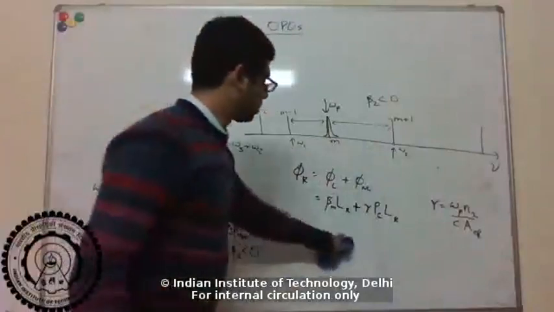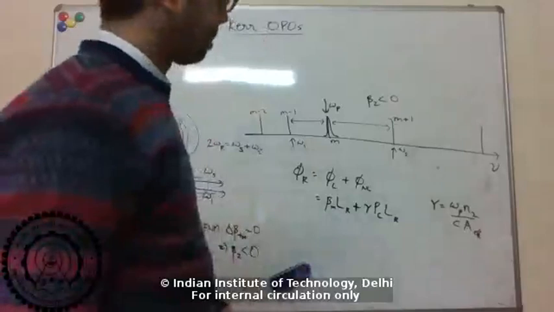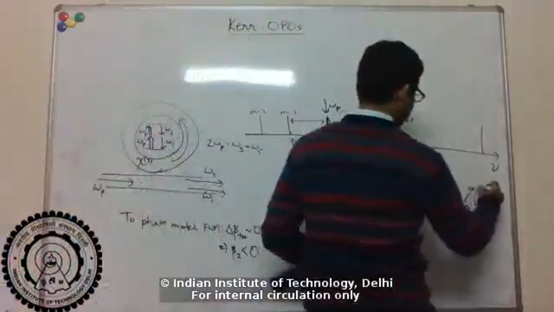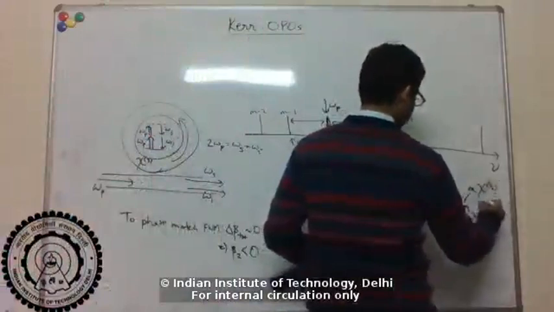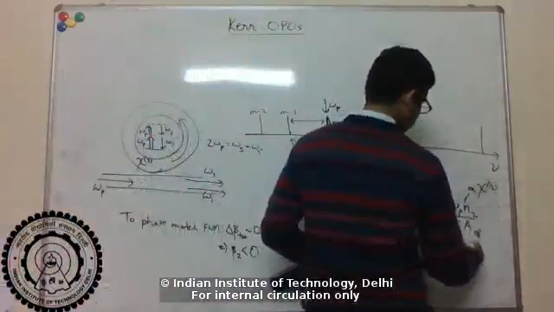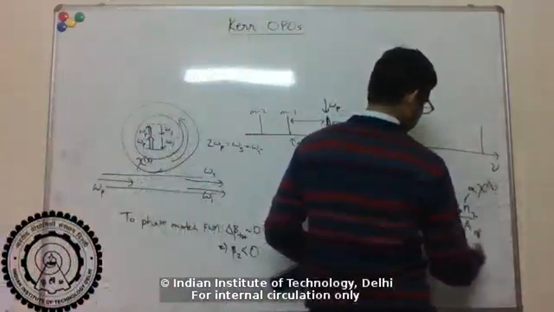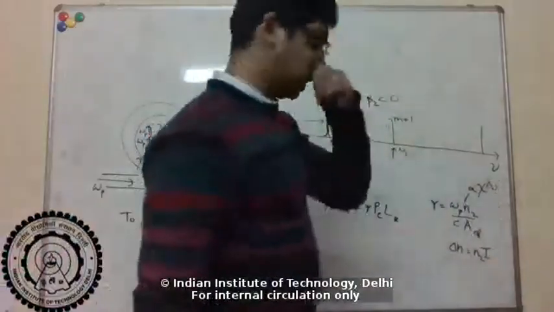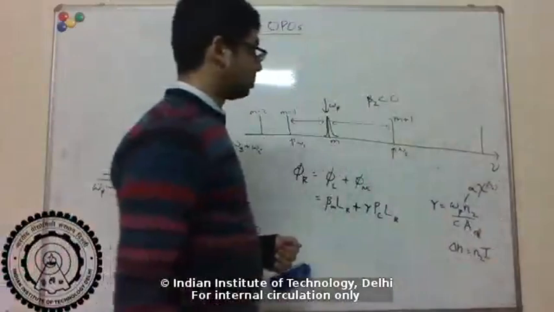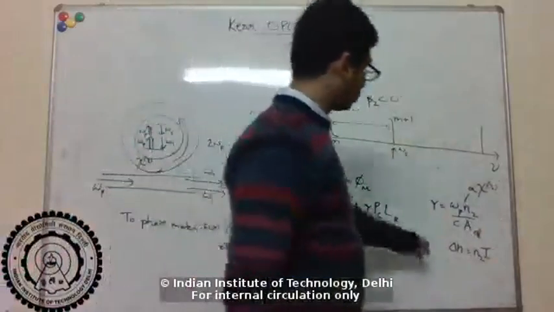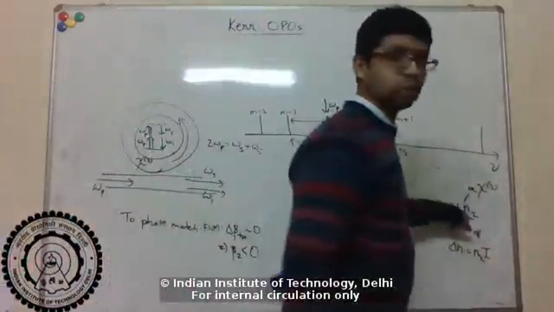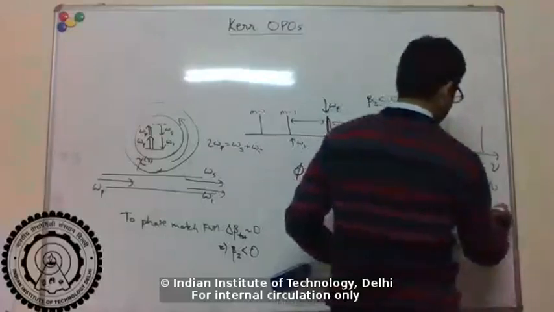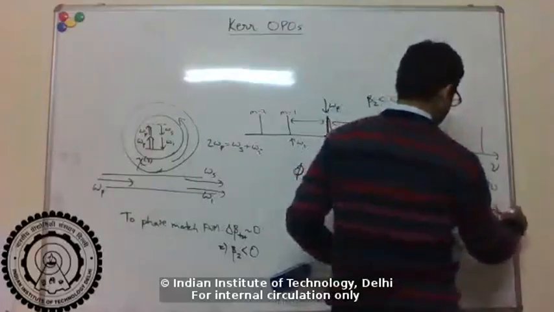Sir, n2 is what? This is the nonlinear refractive index, right? Remember, this was proportional to chi3. There was a delta n which is equal to n2 times I. So go back to our discussion on self-phase modulation. There's that n2, the nonlinear index coefficient.